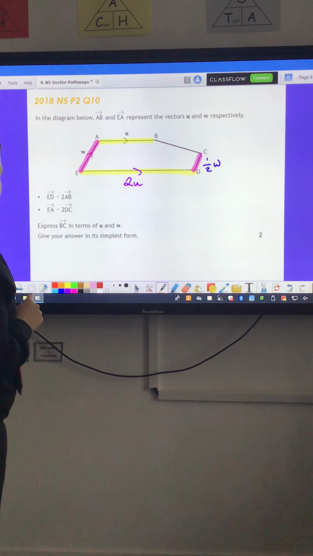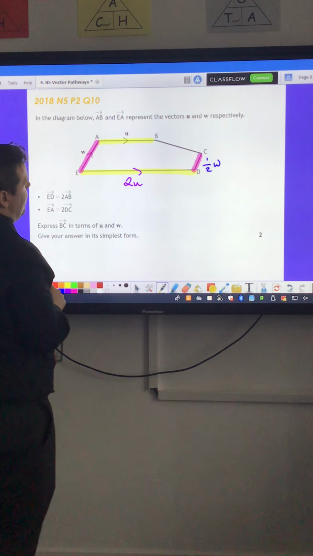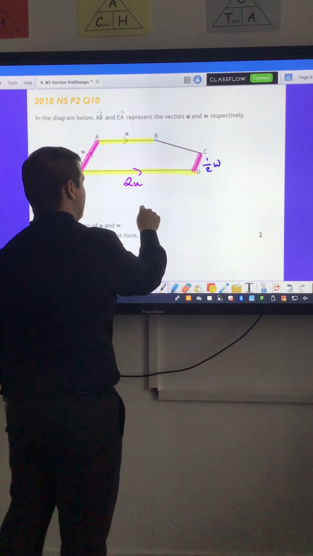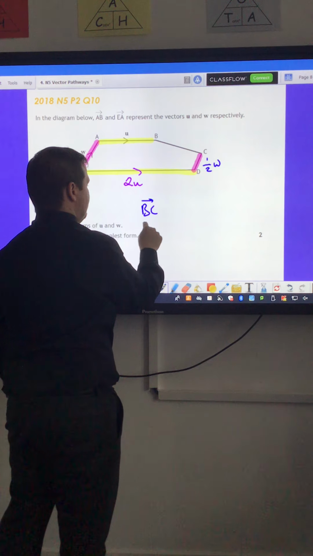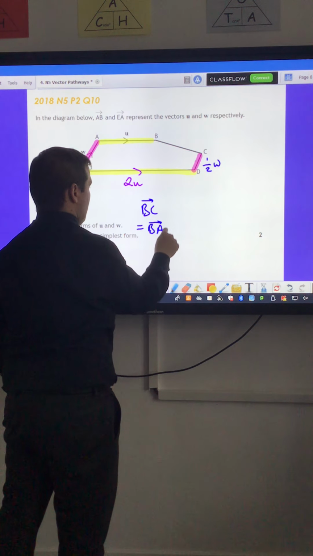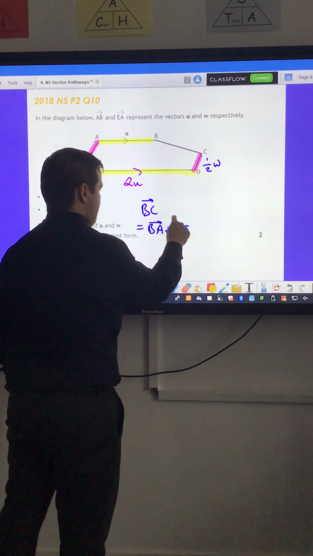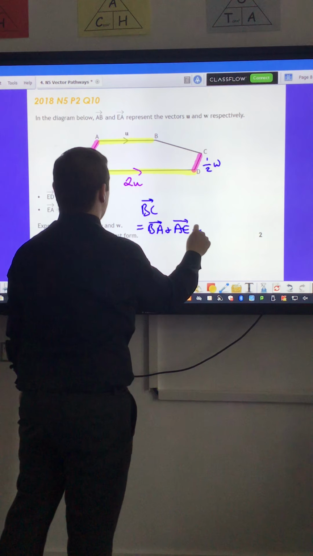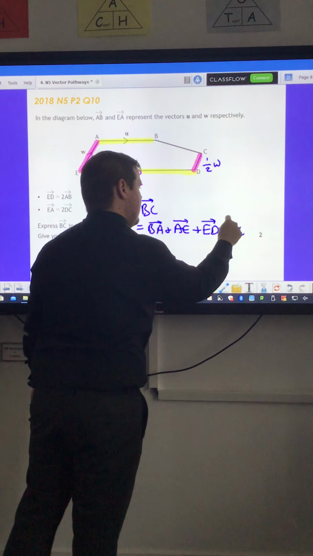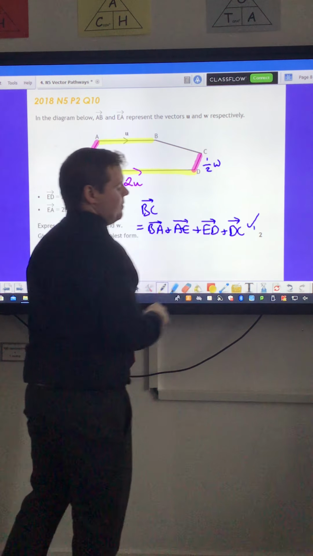Okay, what does it tell me? Express BC in terms of U and W. Right, how am I going to get from B to C? Well, I can't go that way, so I need to go all the way down. So B to C is BA plus AE plus ED plus DC. You would get a mark for that.